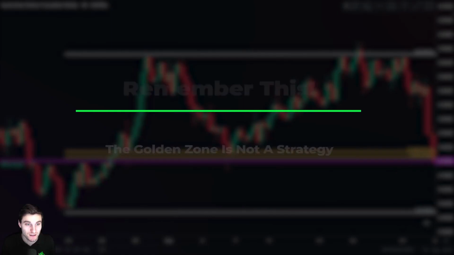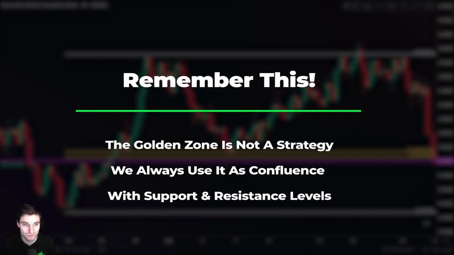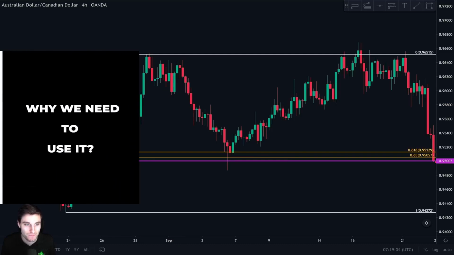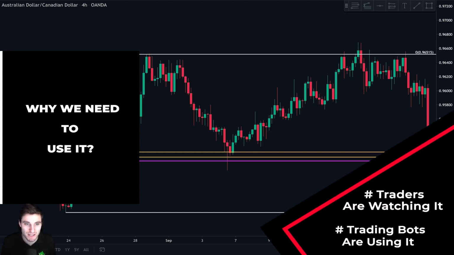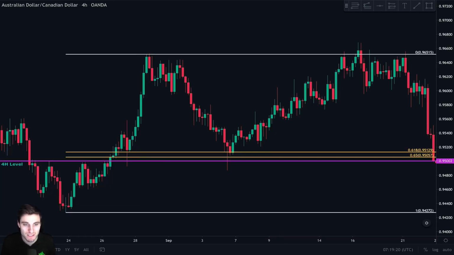Now, remember this. The CC zone is not a strategy by itself, meaning that we never take a trade by only using it alone. We always look for confluence with support and resistance levels and track the price action at these levels. So, you might be wondering, why do we even need to use the CC zone? We need to use it because most traders have their eye at this level. Moreover, most trading is done by bots and algorithms, and they are programmed to take this level into consideration when making trading decisions. Let me show you how this concept is also working on the higher term timeframes.